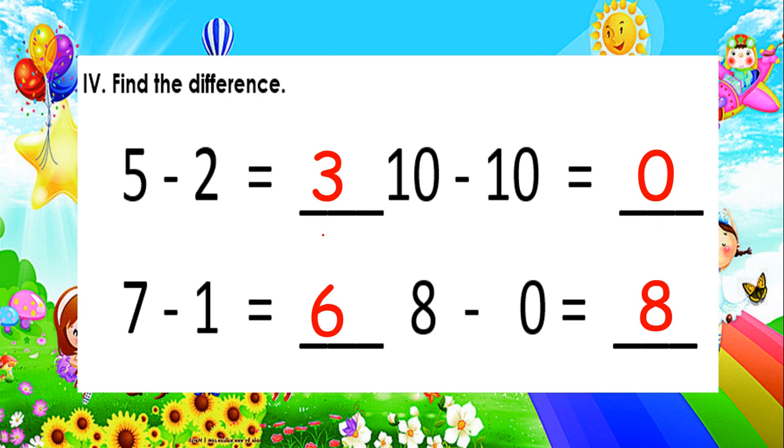Okay, so again, 5 minus 2 equals 3, 7 minus 1 equals 6, 10 minus 10 equals 0, 8 minus 0 equals 8. So I hope all your answers are correct.